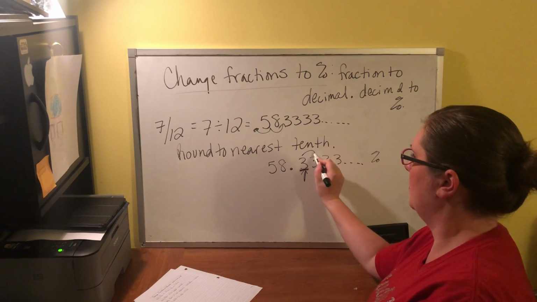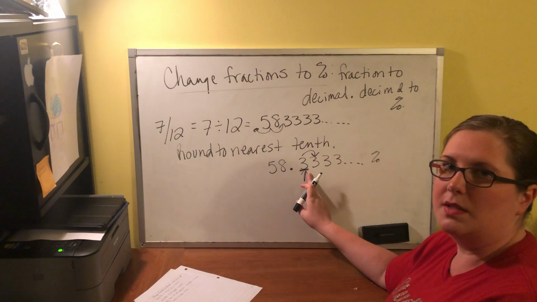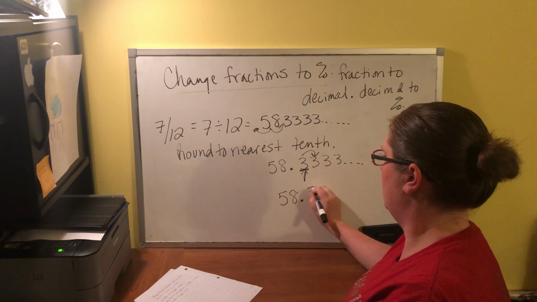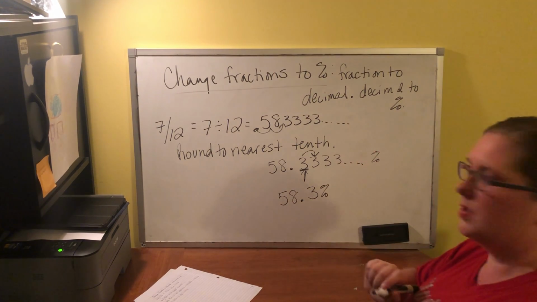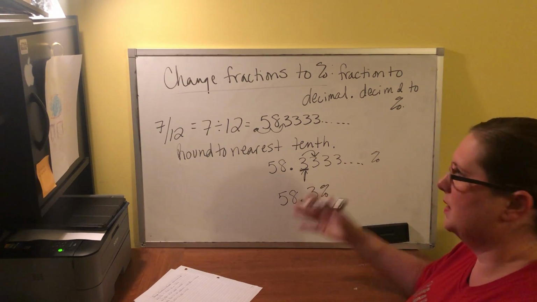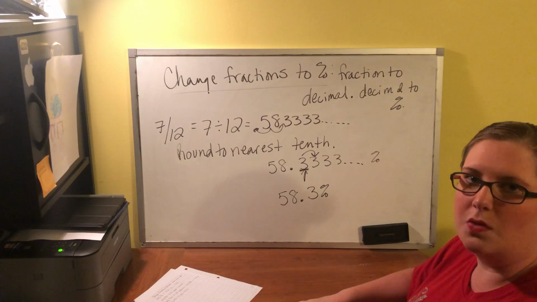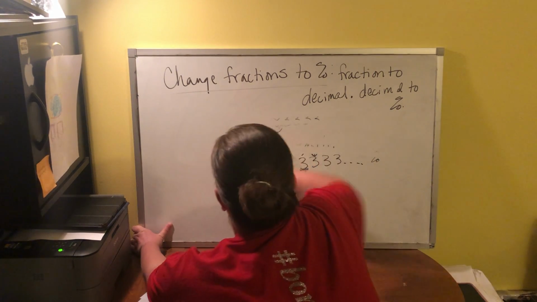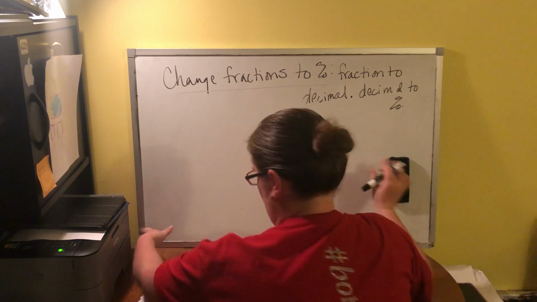We're rounding the 3. We're looking to the right. It's a 3. So that means this 3 stays the same. So this ends up becoming 58.3%. Okay? So that would be your answer. When this happens, like I said, they're going to tell you to go ahead and round. Okay? Round to the nearest tenth. All right.